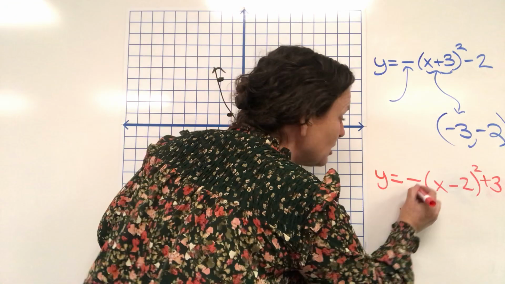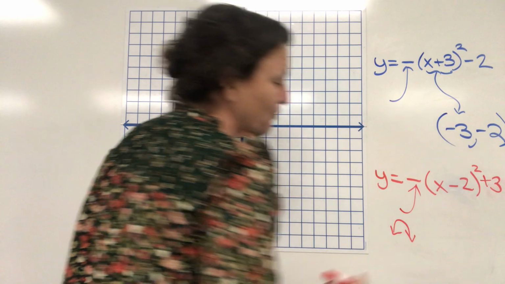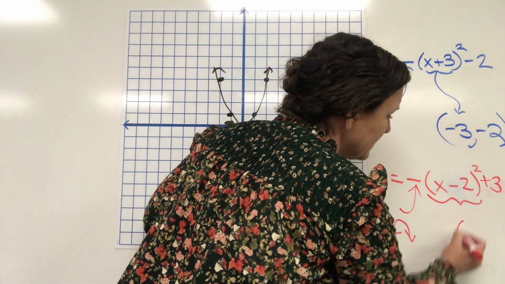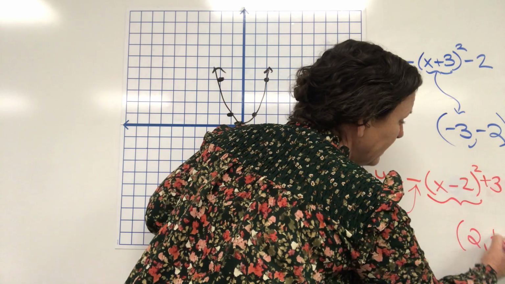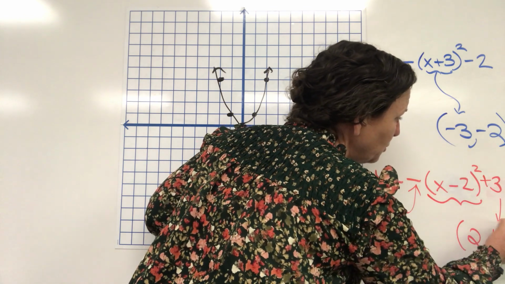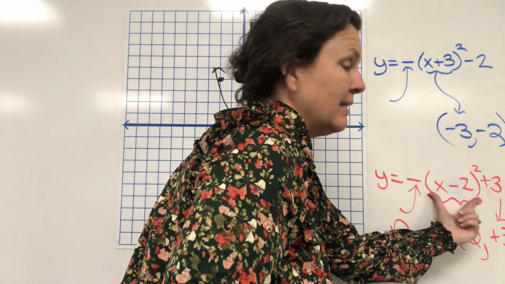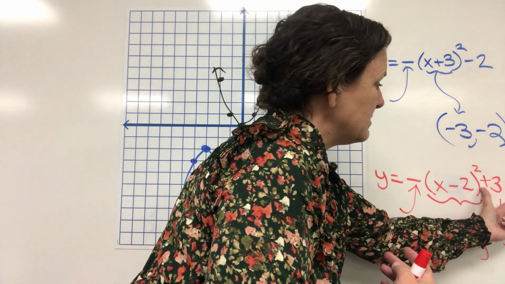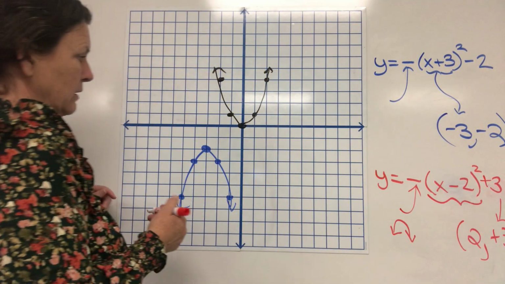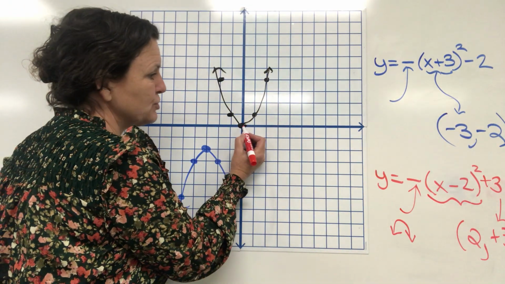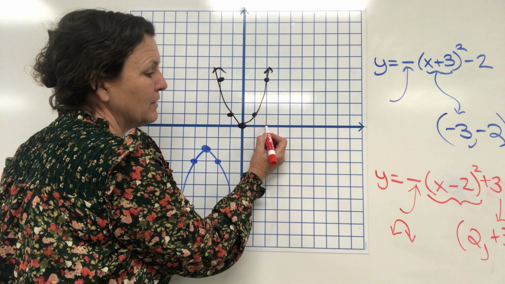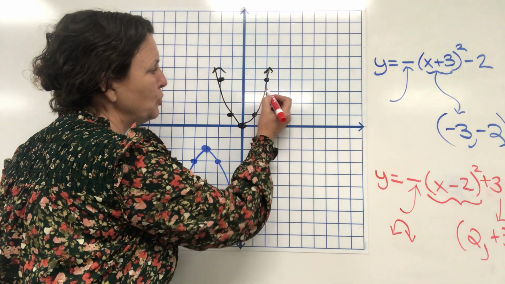All right. So this tells me it's going to flip down. That negative in the front means it's going to flip down. I need the opposite of this guy, which is 2. And then I need that positive 3. So this is telling me this is a shift to the right, and this is a shift up. So let's check it out. I'm going to shift to the right 2, and I'm going to go up 3.